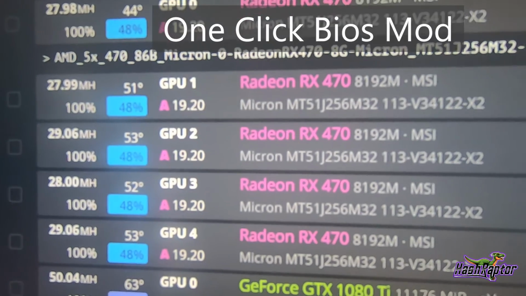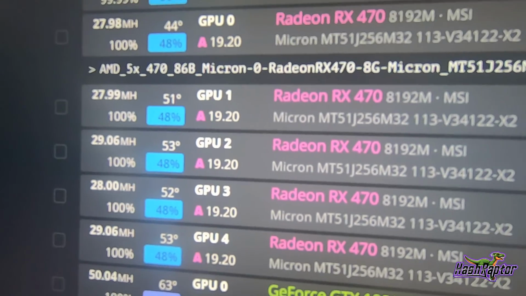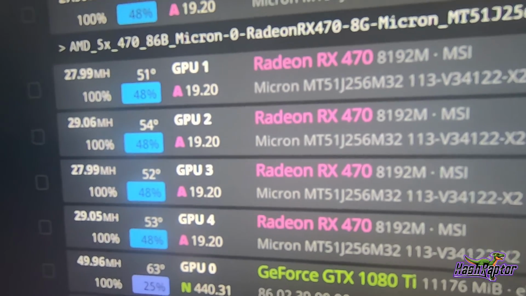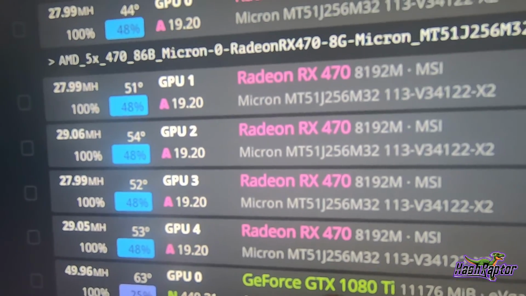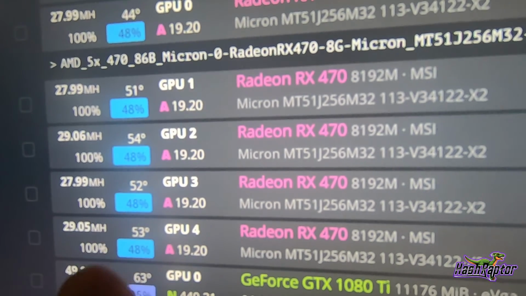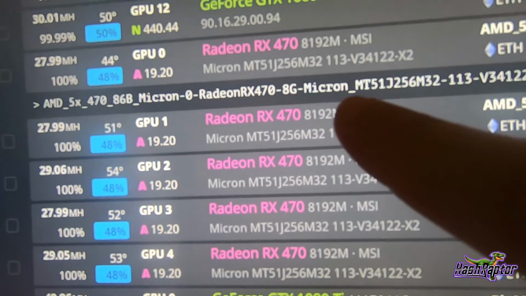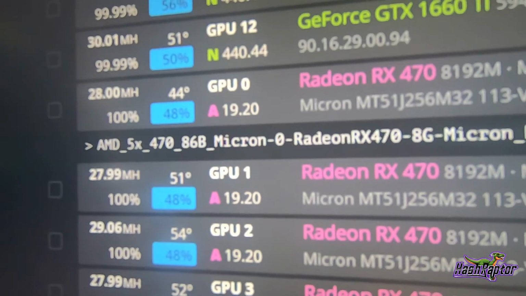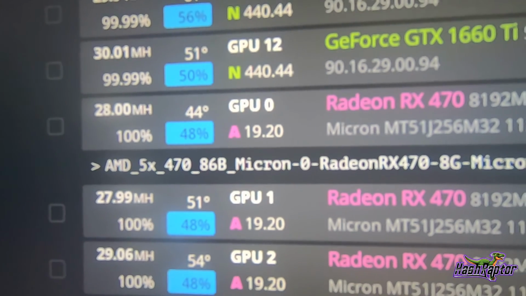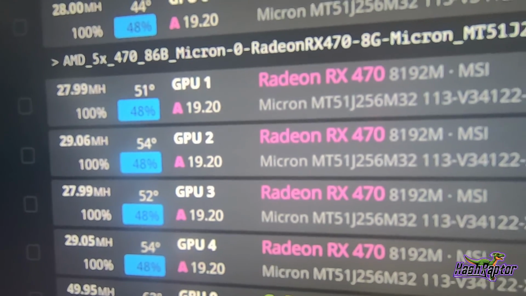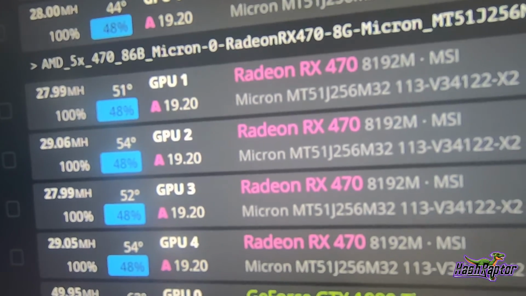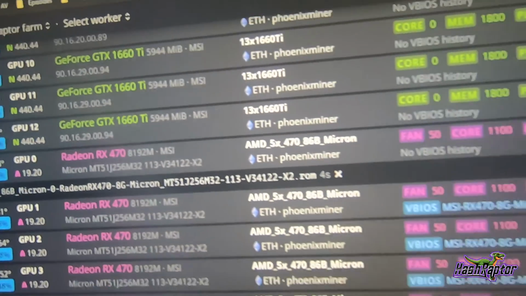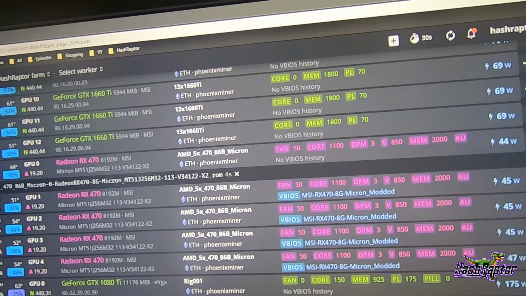And of those, the performance is good and bad. All four of these first four right here are modded, and the hash rate doesn't seem to benefit from it. For example, these at 27.99 versus the ones at 29, both have been modded. But check this out. This last one, which has no vBIOS history, I have not modded it yet. It's at the same, look at that, 28 mega hash, and it hasn't been modded yet. So it's right there with these two other cards that are at 27.99 or 28 that have been modded. Just wanted you guys to see that. I'm gonna mod this last one here, and we'll see what happens.